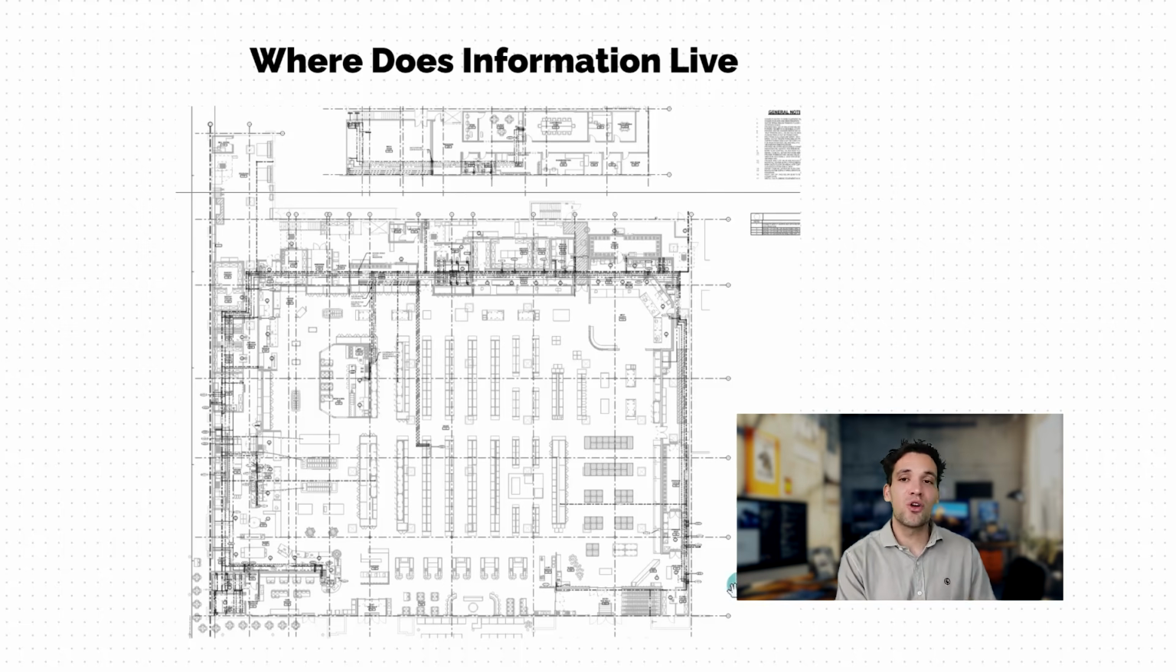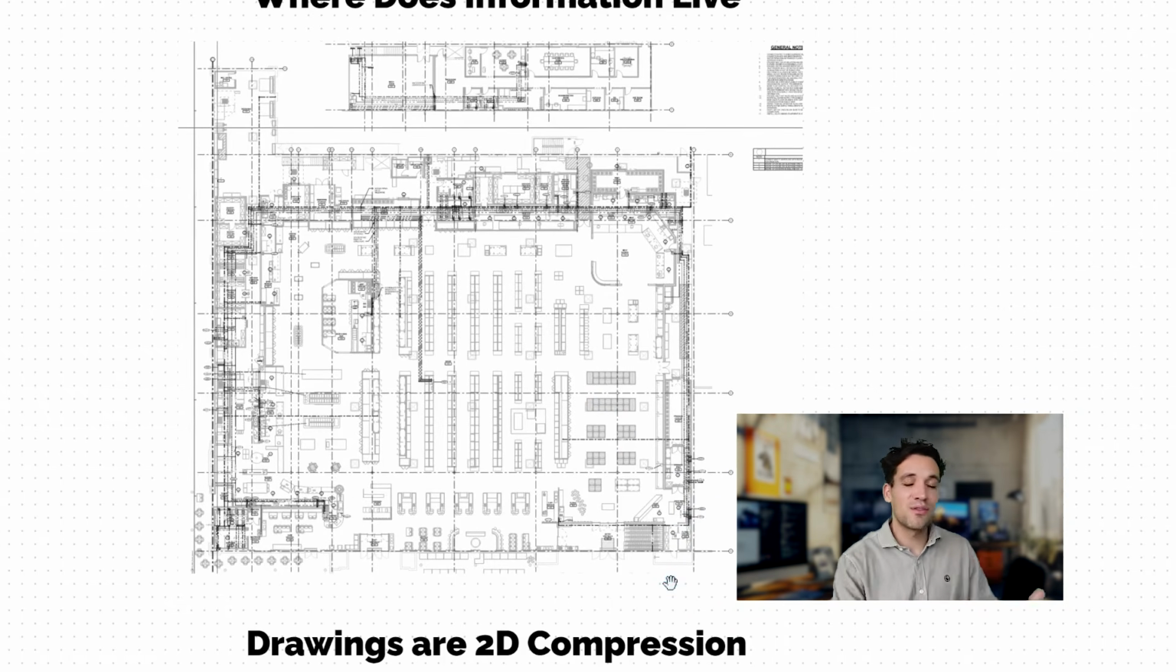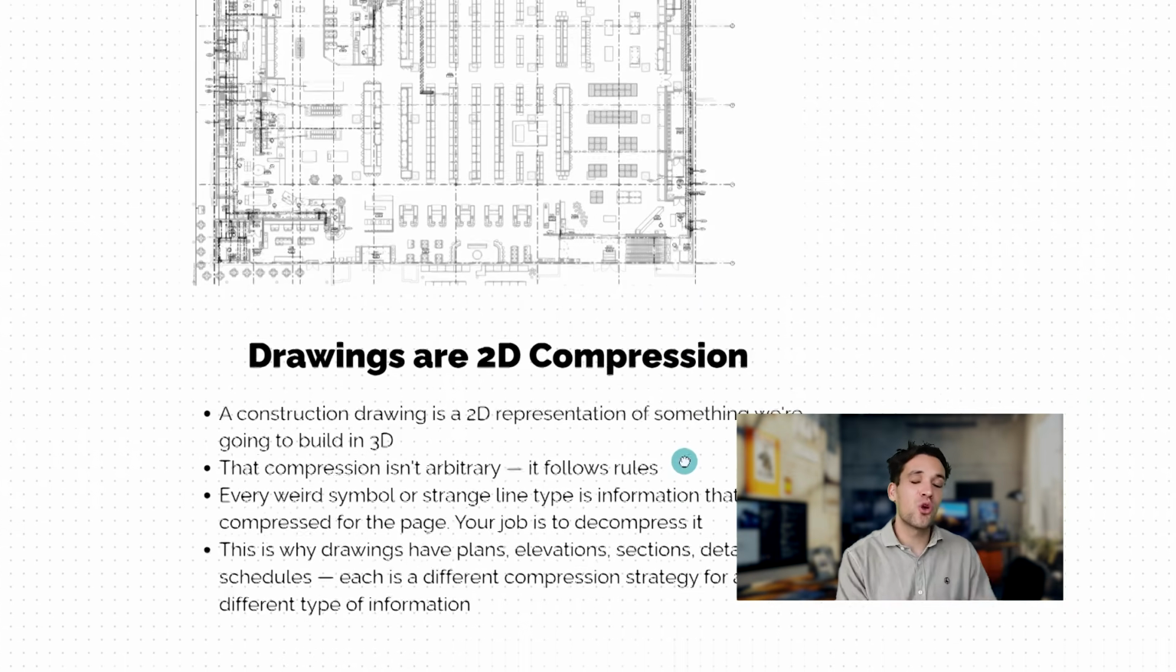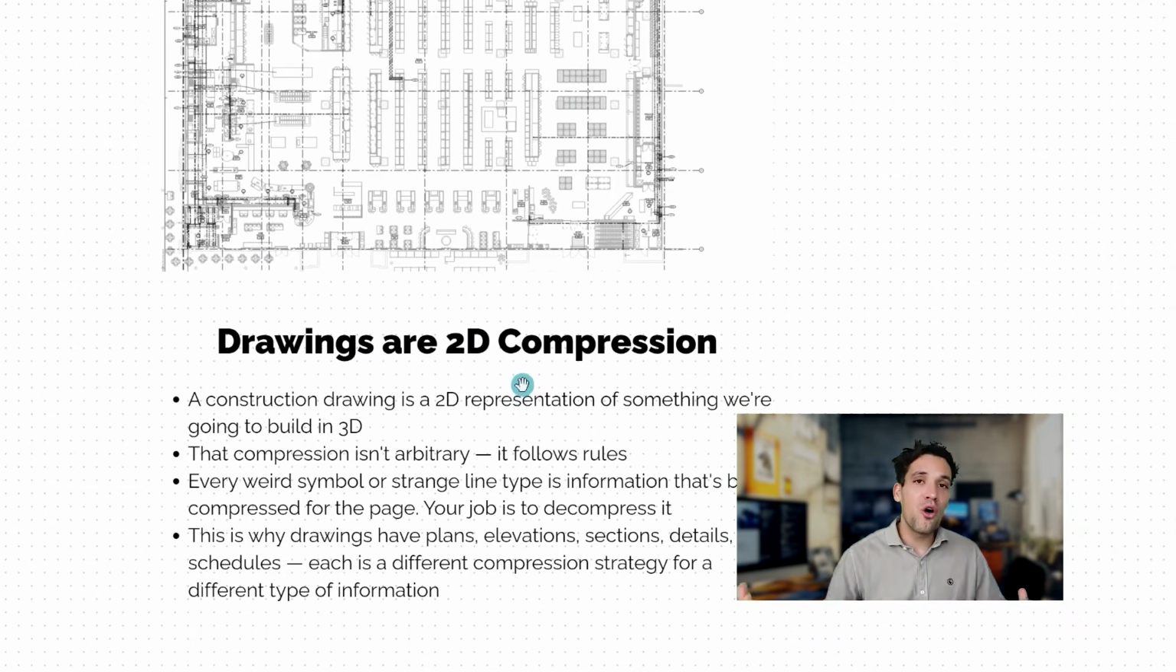So in this section, I'm going to go into a fair bit of detail of how to actually read and understand construction drawings, basically to understand the structure of them, the different types of drawings, what they all show, and how to piece these all together. Because basically, at the end of the day, a drawing is a 2D compression of a physical construction project, which is always, obviously, 3D.